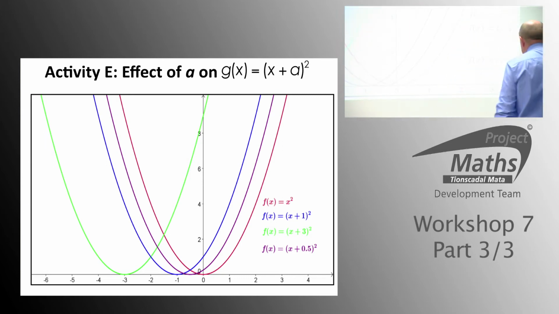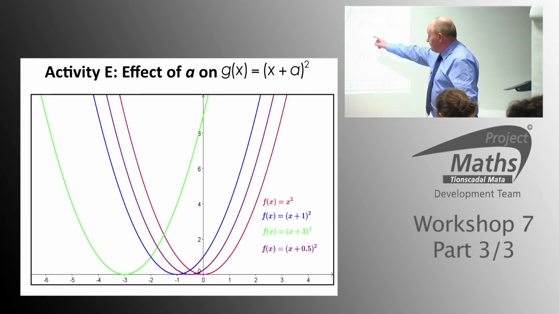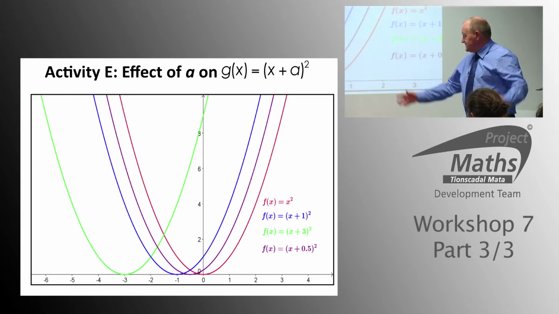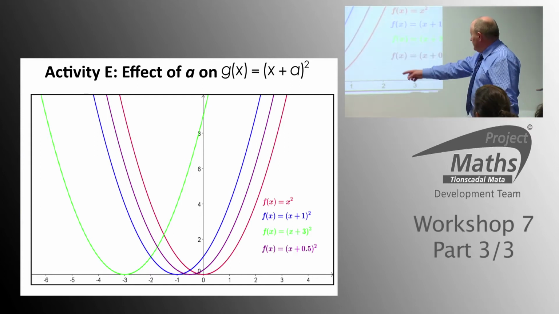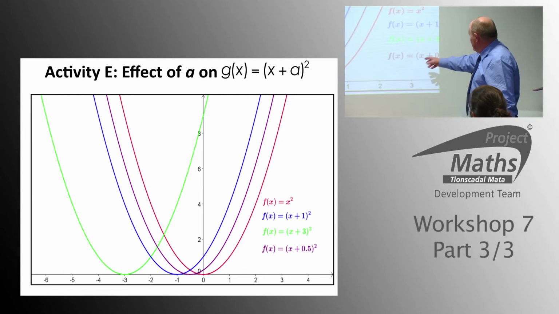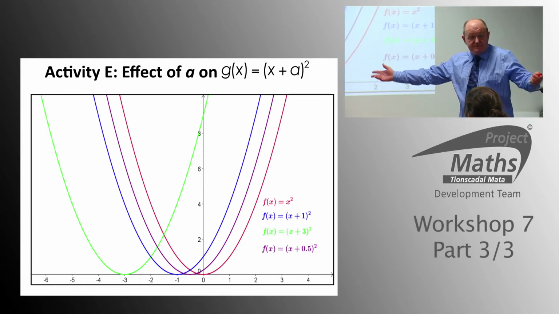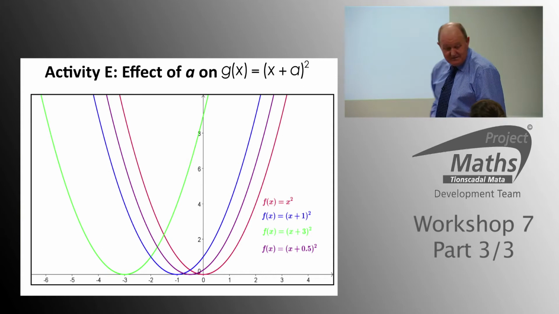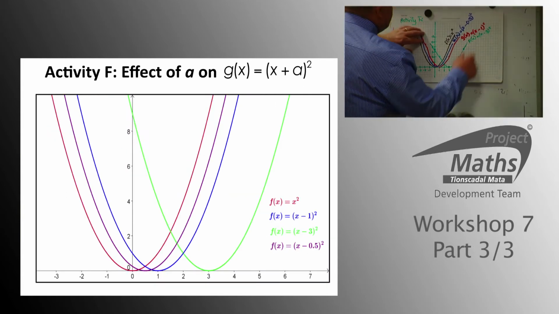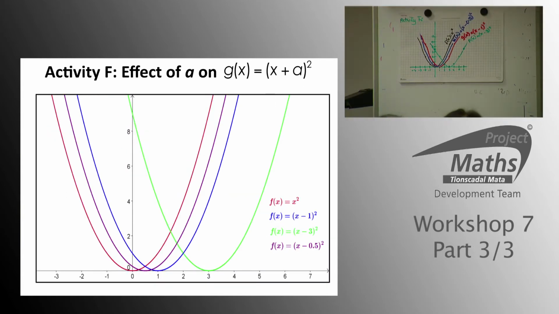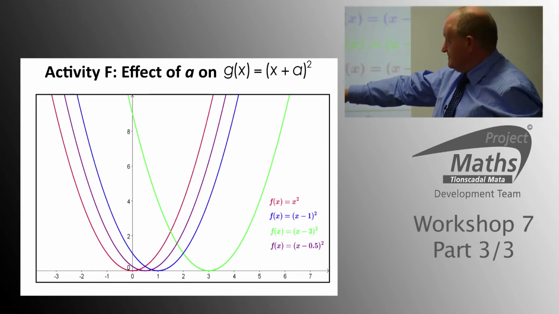Look at this one here. That's (x + 1) squared, the blue one. This purple one here is x plus 0.5, squared. Is that okay? That was E. Now F. Again, it's the same sort of thing, but this time the graphs we're doing are (x - 1) squared.